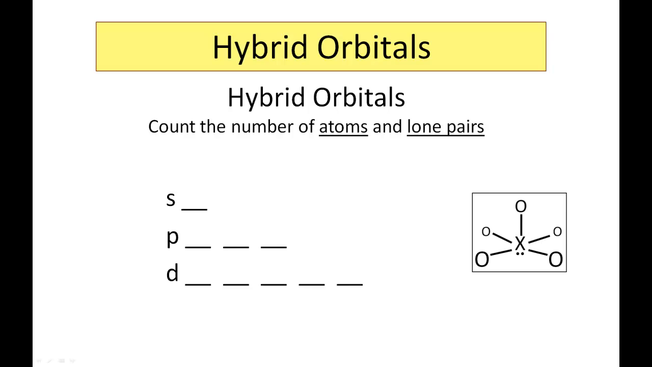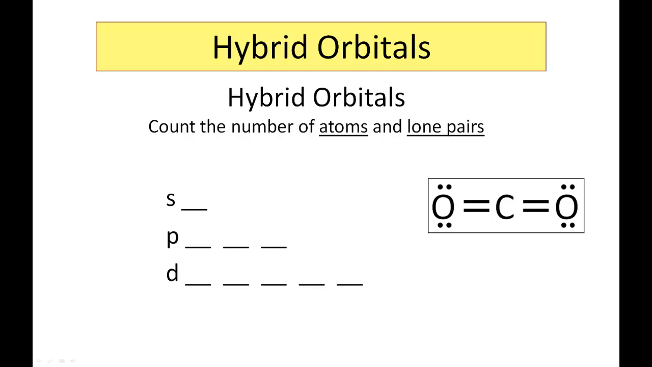Let's do another example. This represents a square pyramidal molecule. It has 5 bonds and 1 lone pair. So there are 5 atoms coming off the central atom, and there's 1 lone pair. If I add those together, I get 6. So I'm going to put check marks until I get to 6: 1, 2, 3, 4, 5, 6. So we would say that this central atom is sp3d2 hybridized.